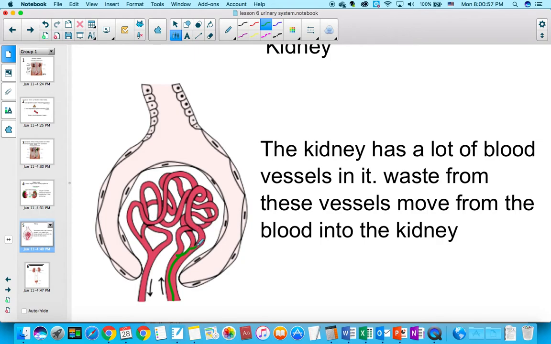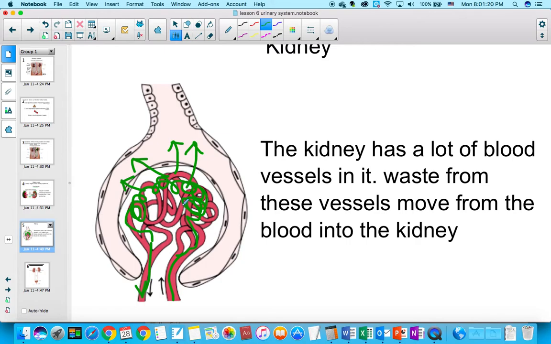The blood vessels will then branch out and basically look like this weird whirly roller coaster as waste is pulled out. Waste, and many times water, is pulled out from the blood. And then it comes back together and leaves. The reason why it's so complex and whirly looking is to increase surface area.